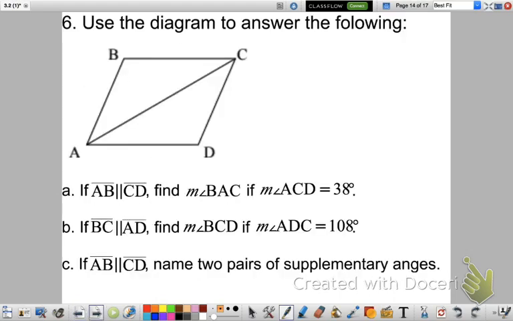Okay, so hopefully you've already done examples 3, 4, and 5, and you have turned that in so I can see how we're doing. Let's look at this example, example 6. We're going to take this piece by piece, and don't try to get overwhelmed. So, example A says, if AB is parallel to CD. So we have AB and CD, and we're going to say that they are parallel.